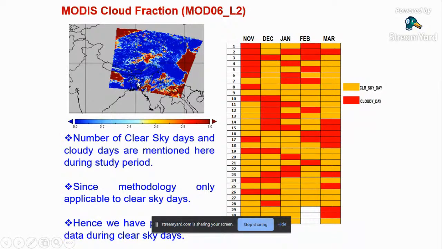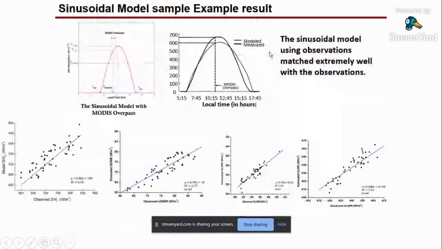Whether the study area is a clear sky day or a cloudy day is decided based on another product, which is used as an ancillary product, the MODIS cloud fraction, that is MOD06_L2. These red things are cloudy days. This study is carried out from November to March. These red dates from 1 to 30 indicate cloudy days, whereas the yellow ones are clear sky days. I think we carried out this study in 2012.